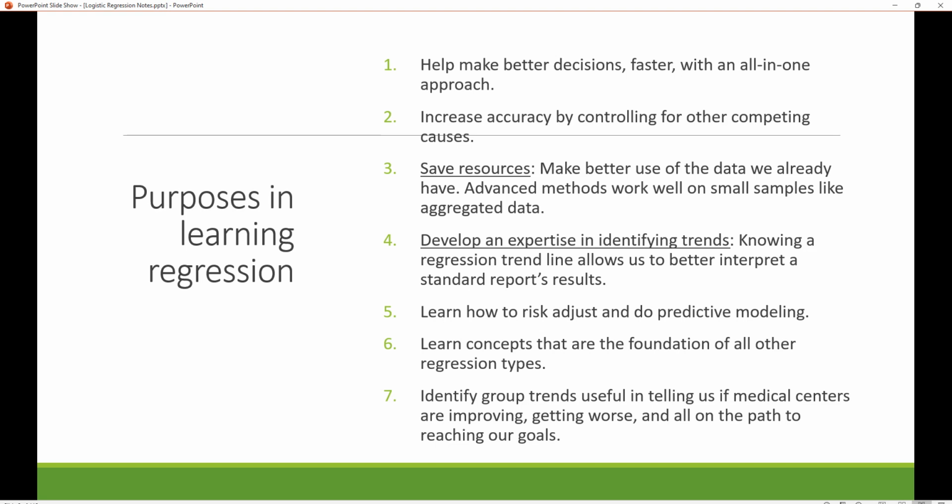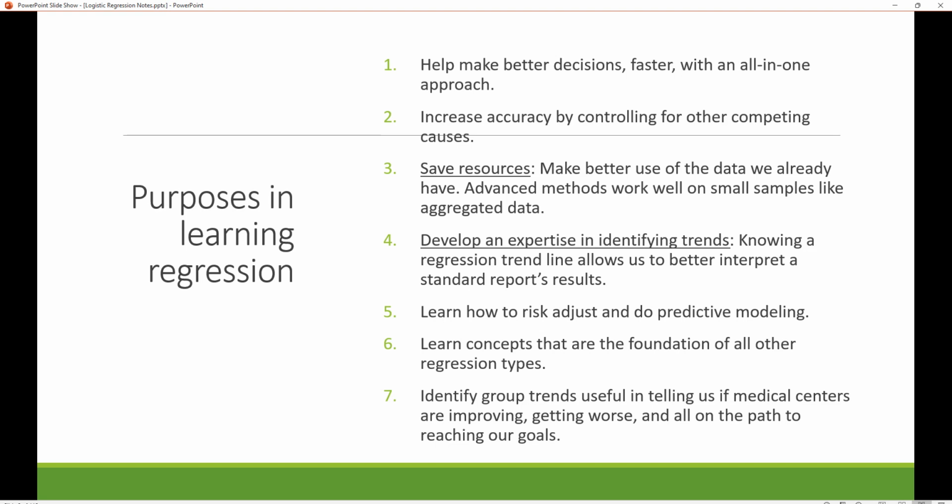Oftentimes we're trying to figure out if certain things like age, gender, and diagnosis have an impact on the outcome. And one way that we can look at all three at the same time, to give us an accurate understanding of the effect of age while controlling for gender and diagnosis, is to do it with a logistic regression. And so that leads us to number 2, which is to increase accuracy by controlling for other competing causes, such as getting the effect of age while controlling for gender and the primary diagnosis.